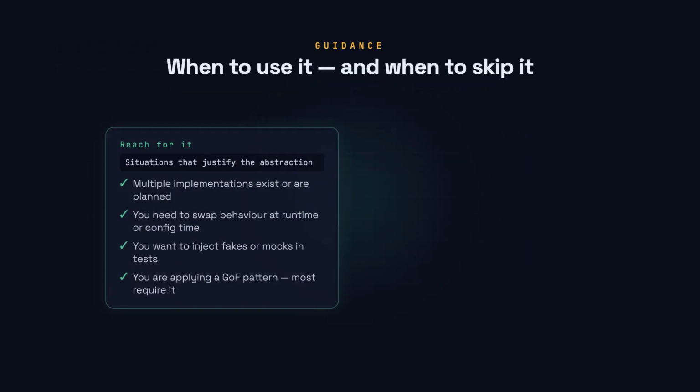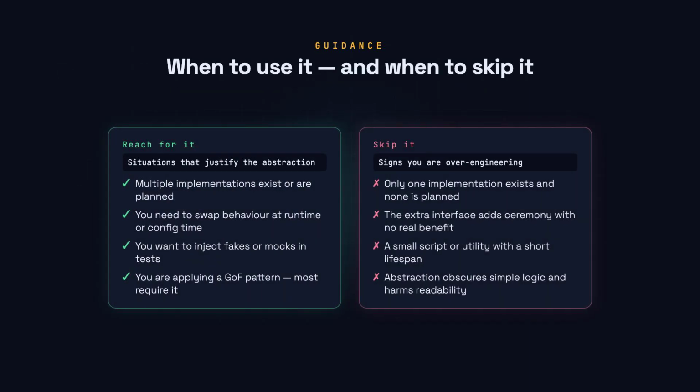Use this principle whenever your code needs to work with more than one version of a dependency, or when you want clean unit tests that do not spin up real databases or real HTTP clients. It is also essentially required anytime you reach for a Gang of Four pattern, because nearly all of them rely on clients that depend on abstractions.